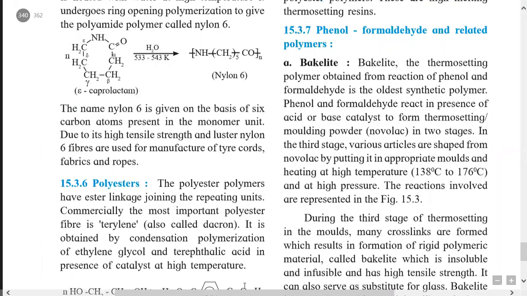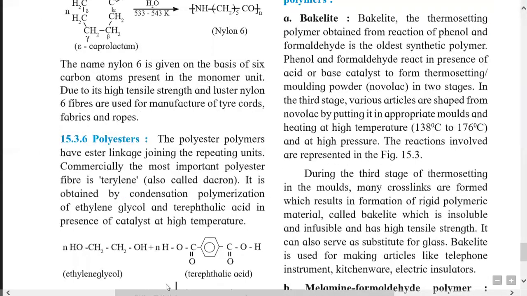Hello, good morning, students. Last time we had studied about polyesters. Now, the next example of polymer given in our syllabus is phenol formaldehyde and related polymers.